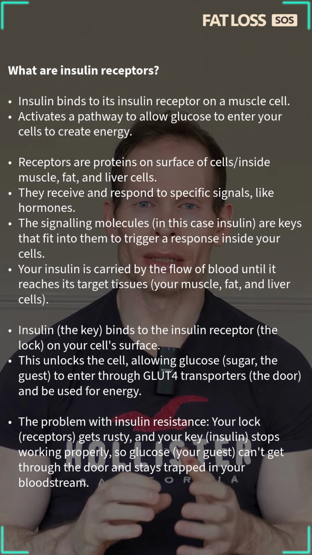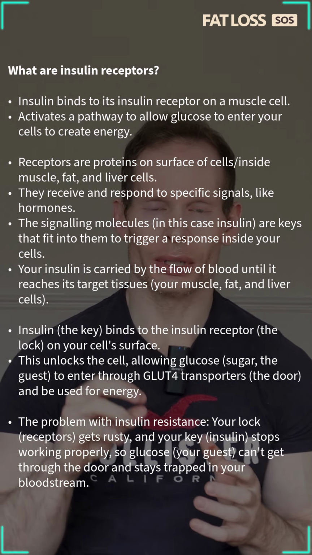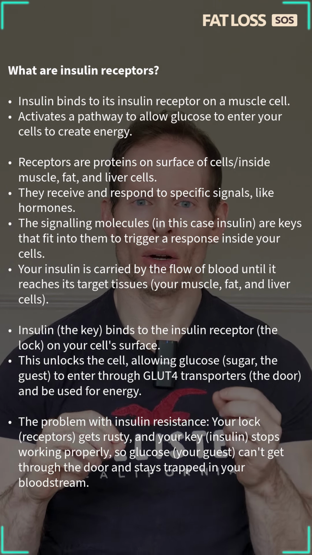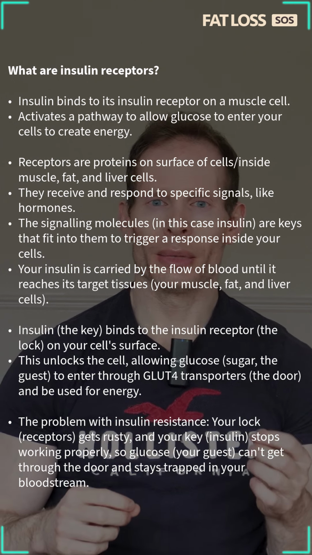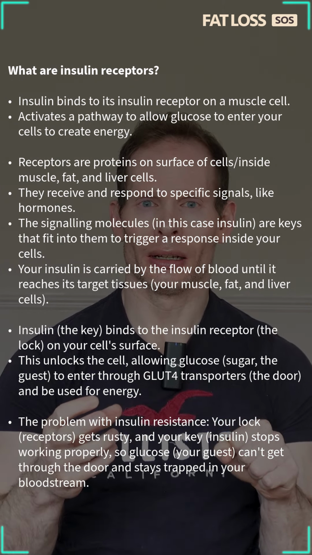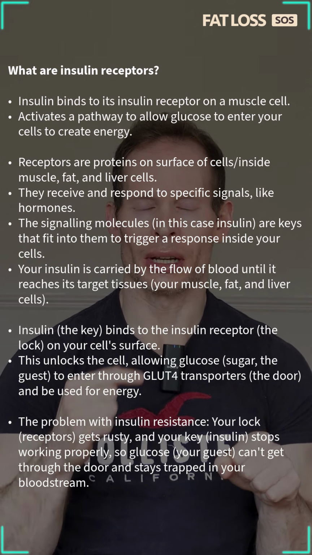Receptors are proteins found on the surface of cells, or actually inside your cells, that receive and respond to specific signals like hormones, neurotransmitters, or other molecules. Think of them like locks, and the signaling molecules like insulin are the keys that fit into them to trigger a response inside the cells.